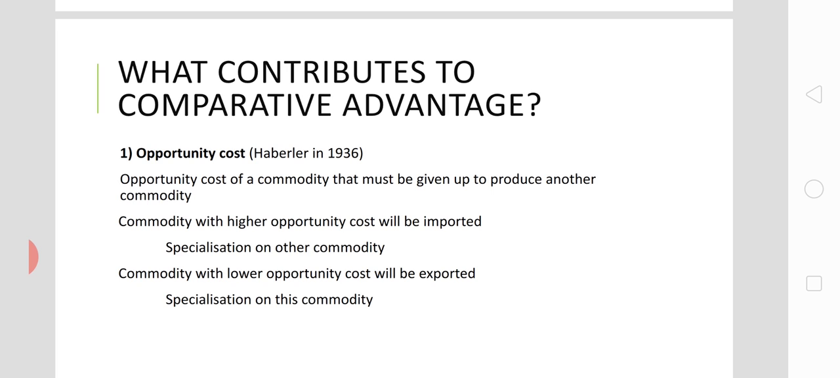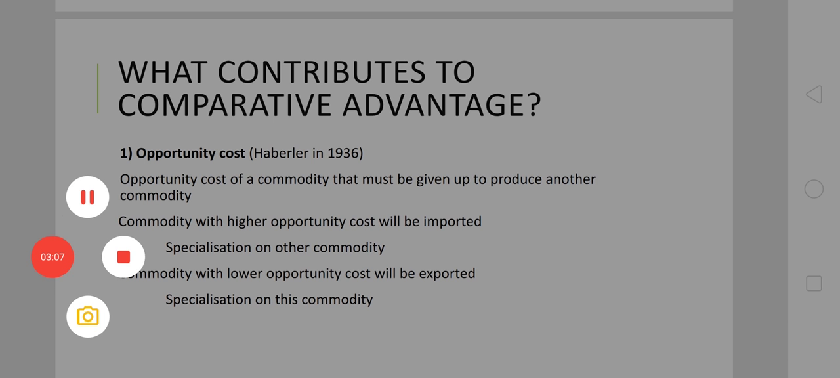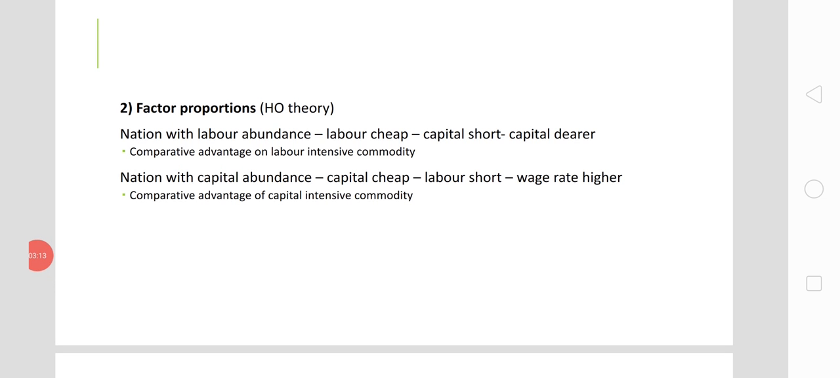So the international trade is driven by comparative advantage. Comparative advantage is measured by opportunity cost. So the nation will export the commodity on which it has less opportunity cost, and the nation will import the commodity on which it has higher opportunity cost. So the first factor contributing to comparative advantage is opportunity cost. Second one in our list is factor proportions. Factor proportions and factor abundance.